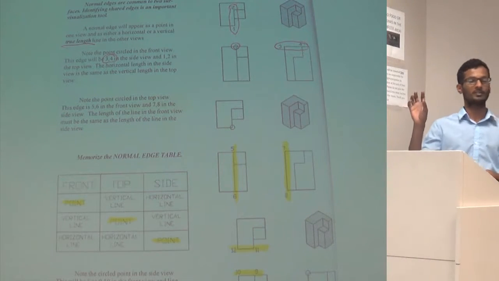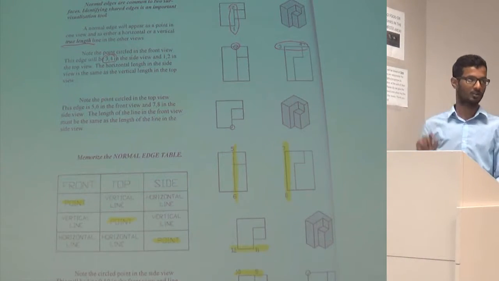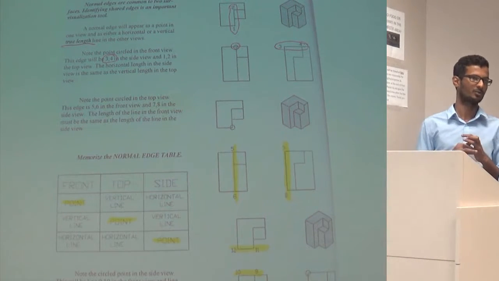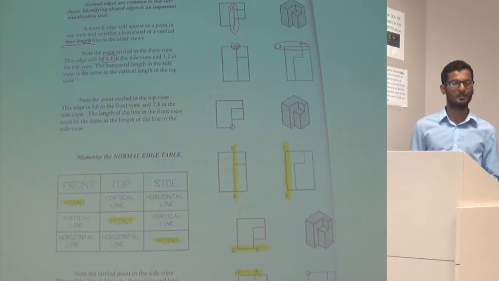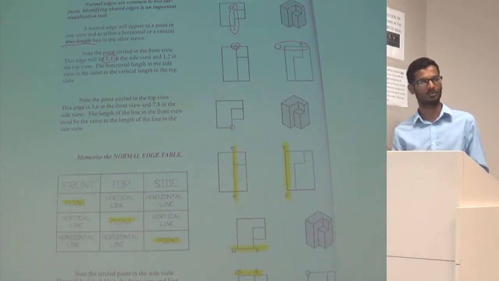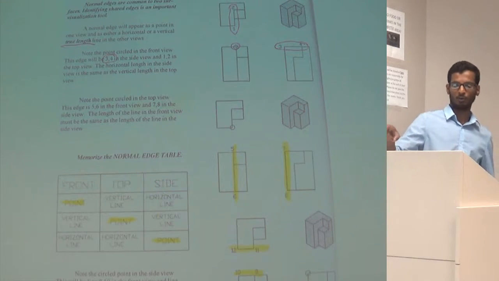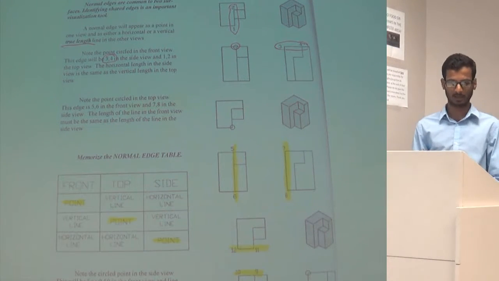So this is a normal edge table, and that one is a normal surface table. You need to memorize both tables in order to analyze the different views and get the isometric drawing, which is our next topic. We will try to use these two tables in today's example.